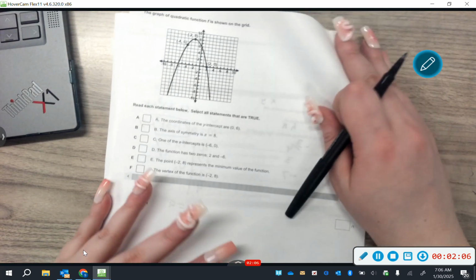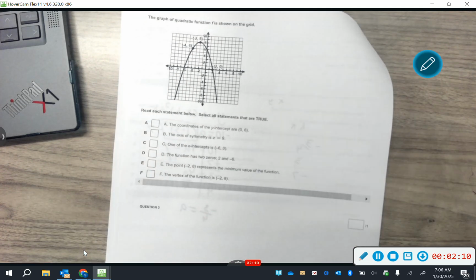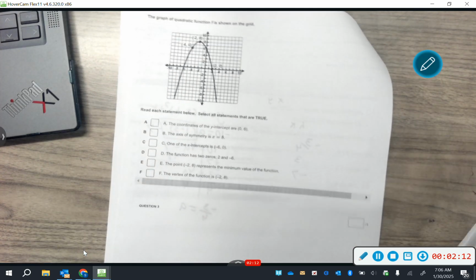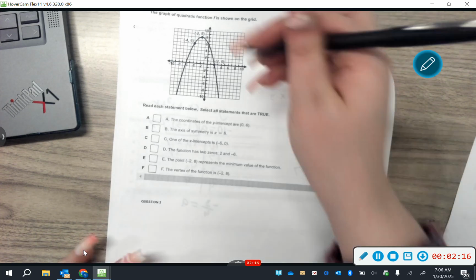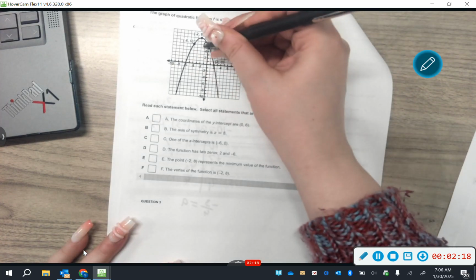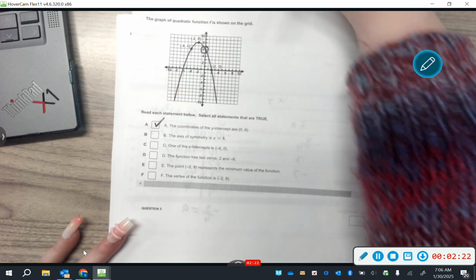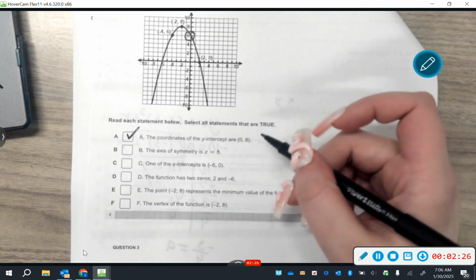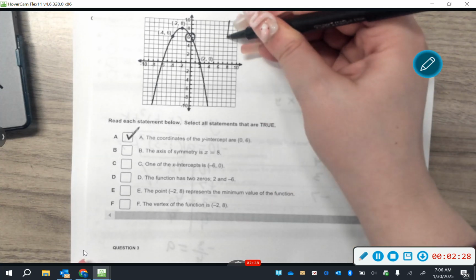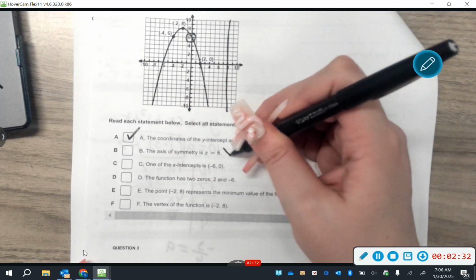Sliding to question 2, it says read each statement below and select all the statements that are true. It says the coordinates of the y-intercept are at 0, 6. So I'm going to go to my y-axis. It does turn out my y-intercept is at 0, 6. So that is correct. It says the axis of symmetry is at x equals 8. Well, x equals 8 would be all the way over here. So it's not that one.